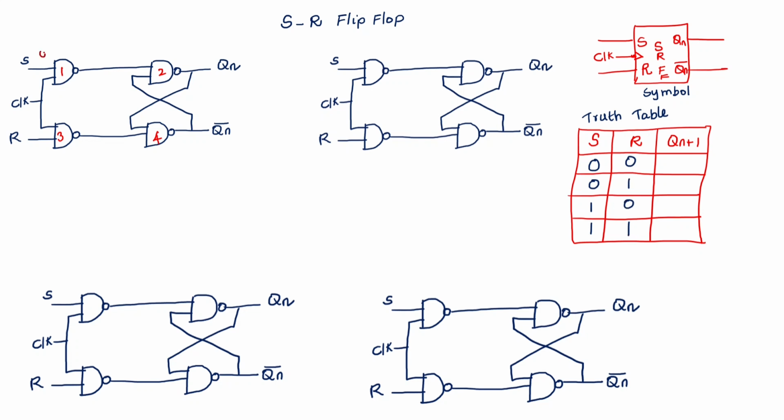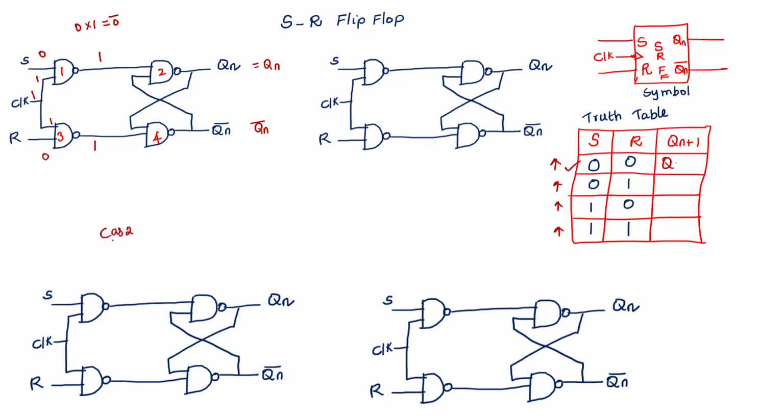The first, S is equal to 0 and R is equal to 0. This is case number 1. And the clock is always high, so clock equal to 1. So 0 into 1, that is equal to 0. 0 bar equal to 1. And here 0 into 1, 0 bar equal to 1. Now 1 into Q1 equal to Q1 bar. Q1 bar into 1, that is equal to Q1. What about the next state? Next state is Q1 only. This is case number 1.